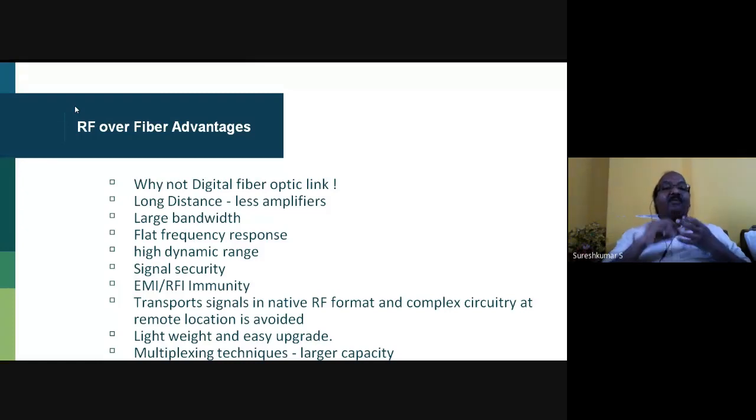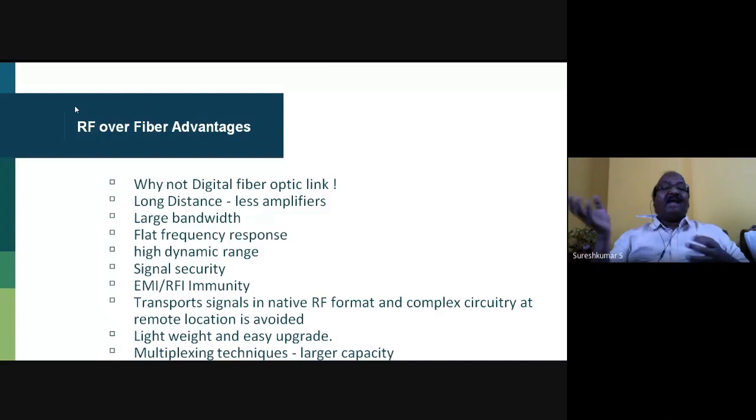Okay, RF over fiber is like a coaxial cable, but the signal transmits in light. And the frequency is in terahertz, like 190 terahertz is the frequency at which the light travels in the fiber. It has a larger bandwidth, wider frequency, high dynamic range, and you know the fiber advantages of signal security, EMI proof, and it's a very native RF format.